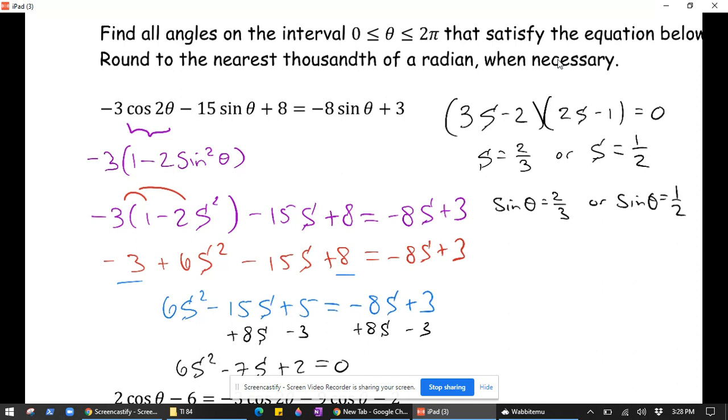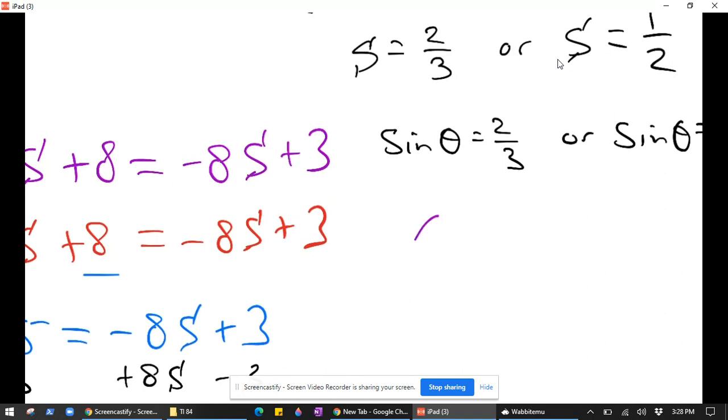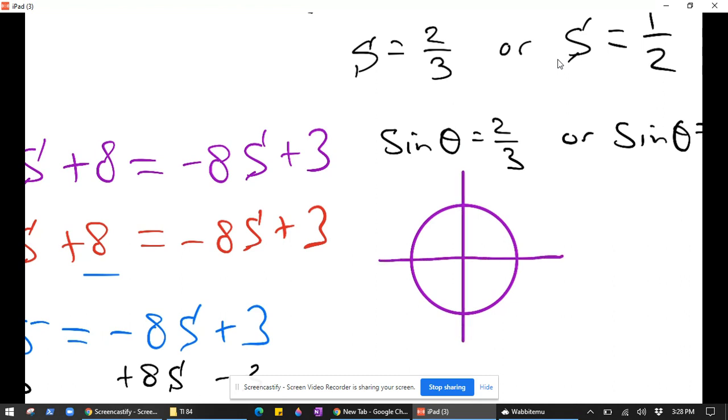Let's draw our unit circle. Sine of an angle is the y-coordinate on the unit circle. We want to know where the y-coordinate is equal to 2/3. That would be somewhere here. There's the line y equals 2/3. So one of the angles is this angle here. We'll call that θ1. The second angle is this one, which is kind of a mirror image of it.